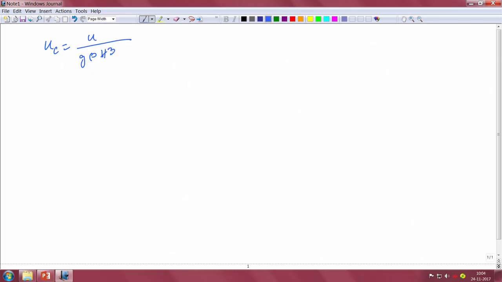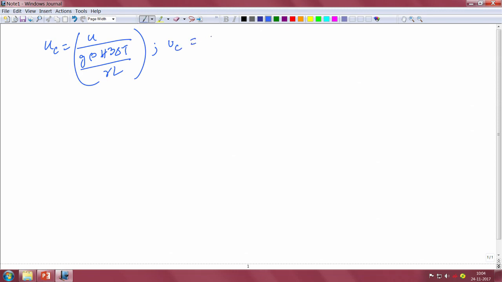So, in the last class we started with the shallow enclosure and we wrote down the basic governing equations. We wrote down the scaling, the core parameters, which are the dimensionless variables. If you recall, u_c was given as u by g beta h cubed delta T by gamma L. So, that was the first one.